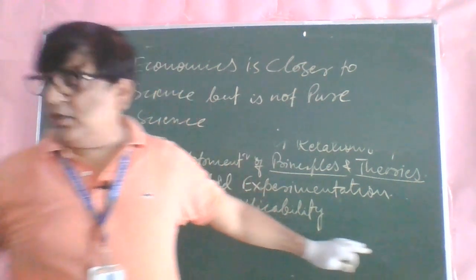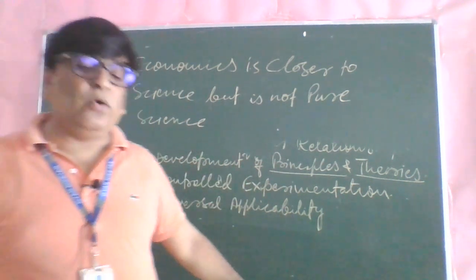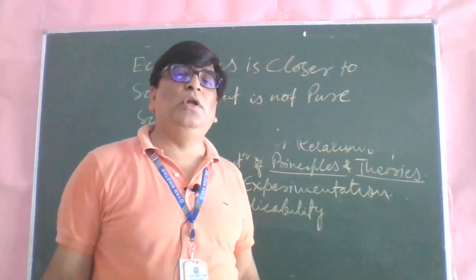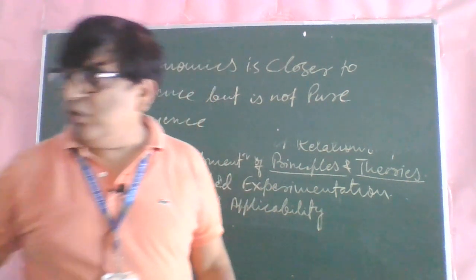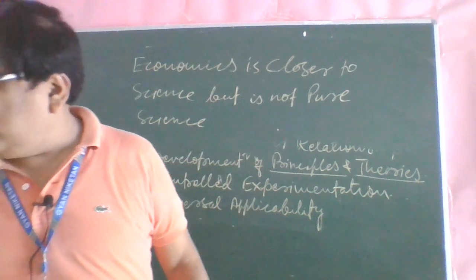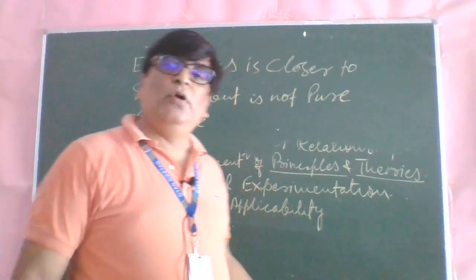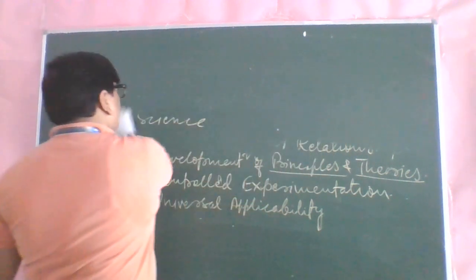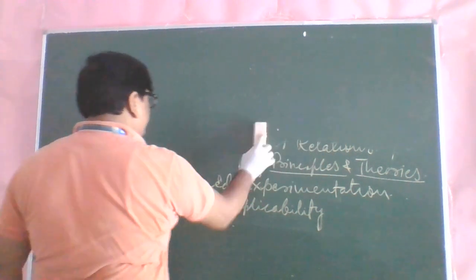This is discussion, and whatever we say, we cannot compare economics with natural science. Natural science, there are three only: physics, chemistry, and bio. And whatever other branches are there, they have bifurcated from these natural sciences. Okay, so we concluded that economics is not pure science. It is close to science, but not a pure science. This we have concluded.